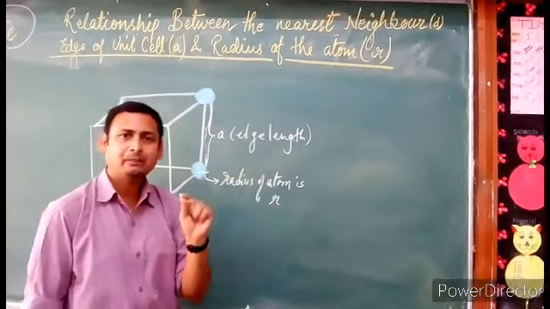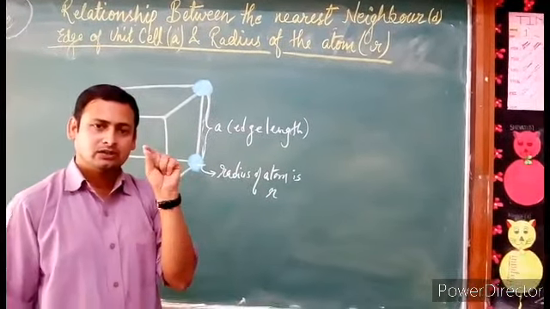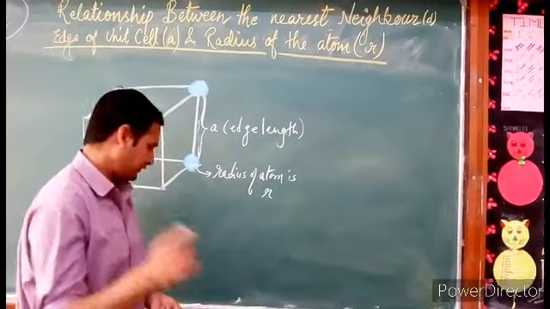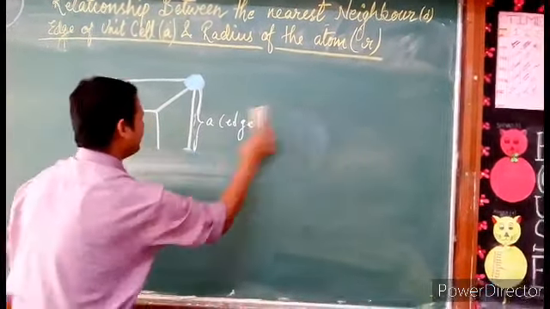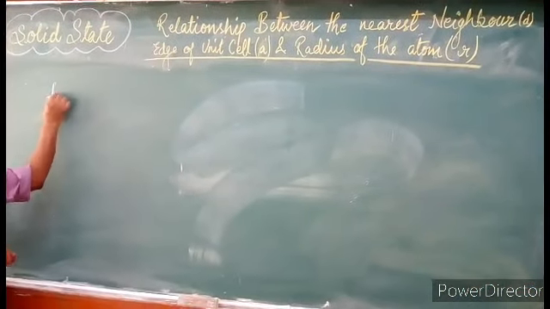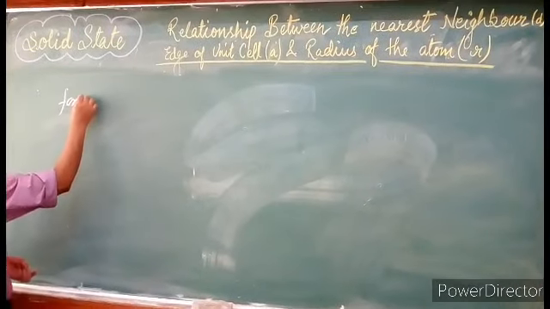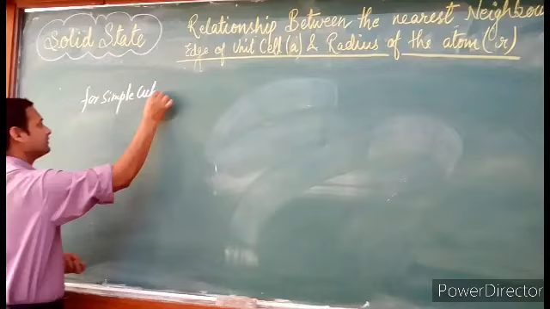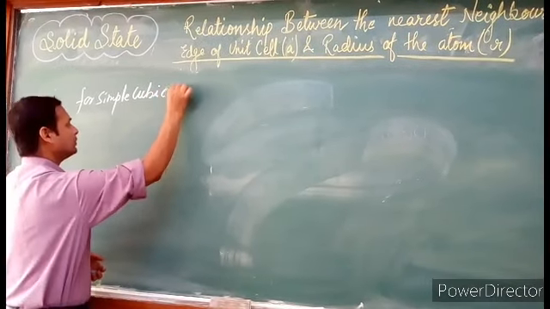नियरेस्ट डिस्टेंस वी आर कॉलिंग इट एज व्हाट? d. तो सबसे पहले वी विल टॉक अबाउट द फर्स्ट टाइप ऑफ यूनिट सेल, दैट इज सिंपल क्यूबिक यूनिट सेल. सो बहुत जल्दी से हम लोग देख लेते हैं सिंपल क्यूबिक यूनिट सेल. So we are going to study relationship for simple cubic unit cell.